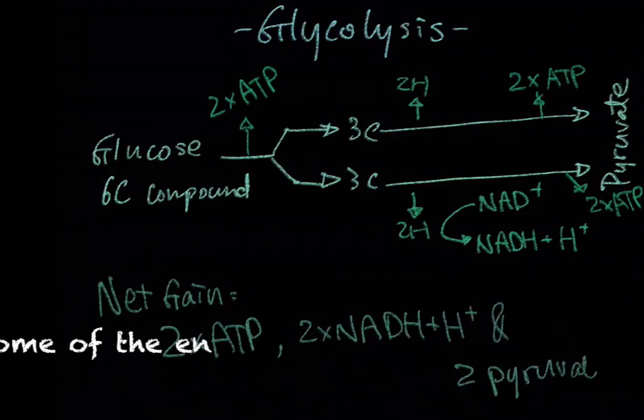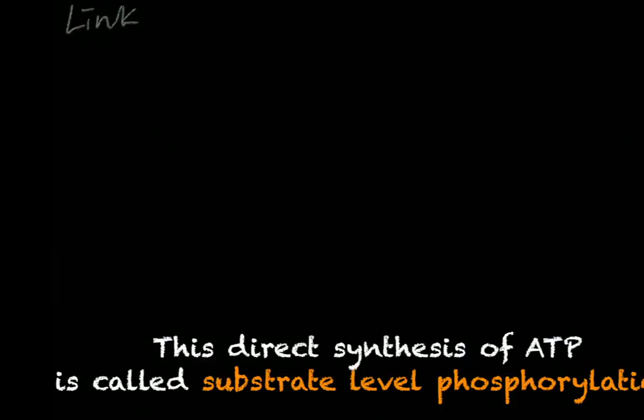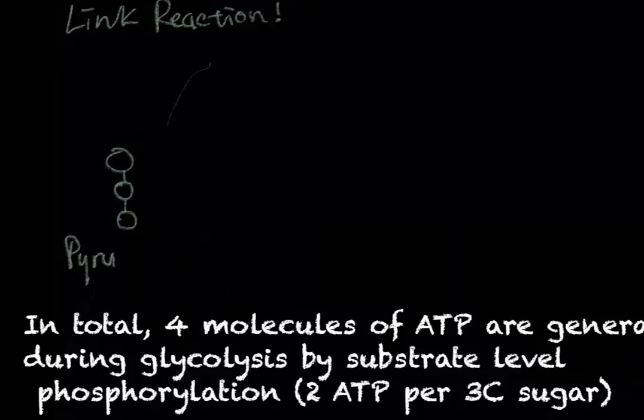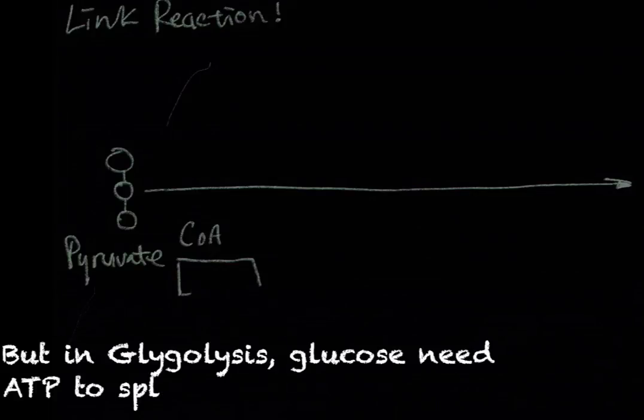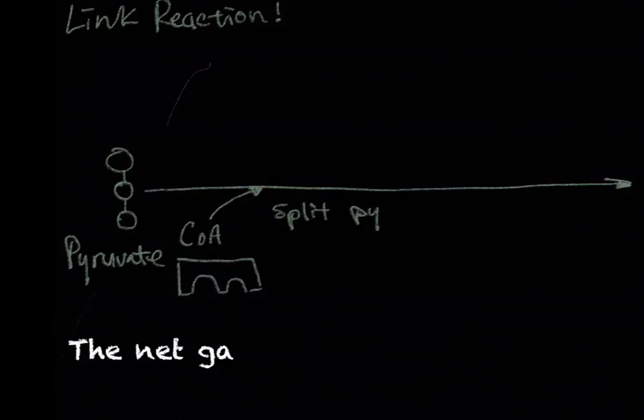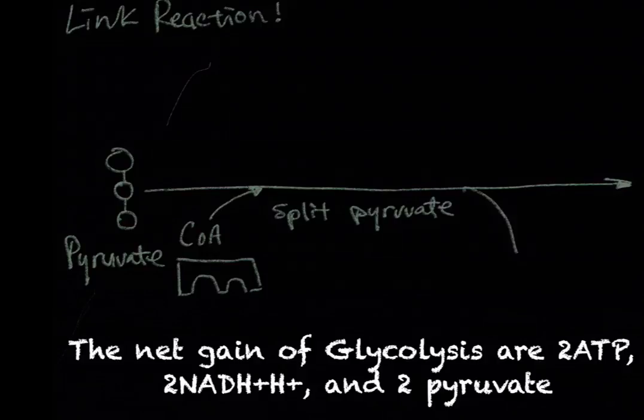Some of the energy released from the sugar intermediates is used to directly synthesize ATP. This direct synthesis of ATP is called substrate-level phosphorylation. In total, 4 molecules of ATP are generated during glycolysis by substrate-level phosphorylation. But in glycolysis, glucose needs 2 ATP to split into 2 3-carbon sugars. The net gain of glycolysis is 2 ATP, 2 NADH plus H+, and 2 pyruvate.